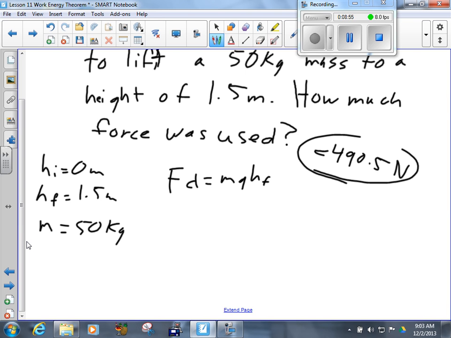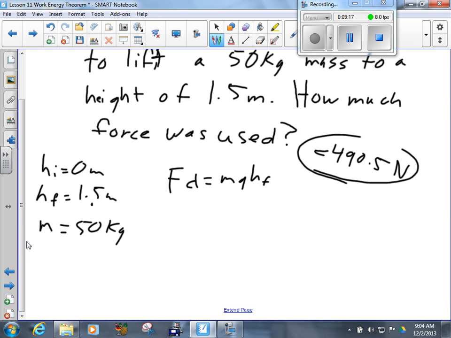Here's the trick for this question. The height's 1.5 meters. Over what distance did I apply the force? 1.5 meters is the trick. This also has to be the distance over which I applied the force in this question. Would you agree? If you lift something, you're lifting it straight up, which means your force is directed in exactly the same direction as the energy being changed.